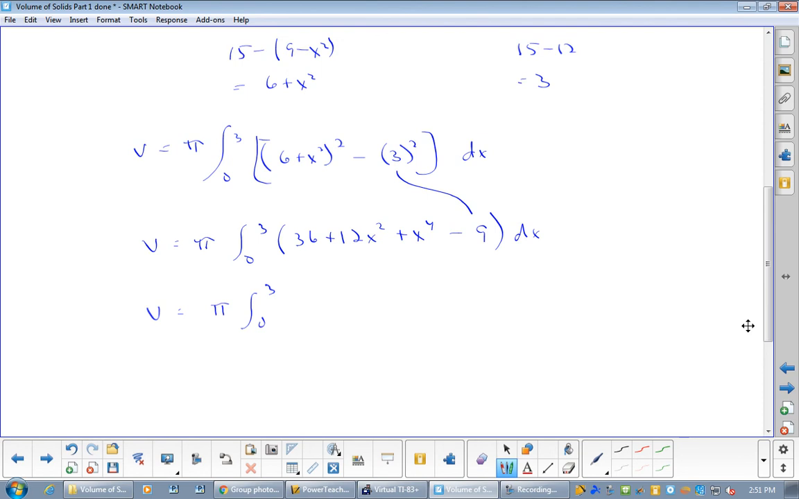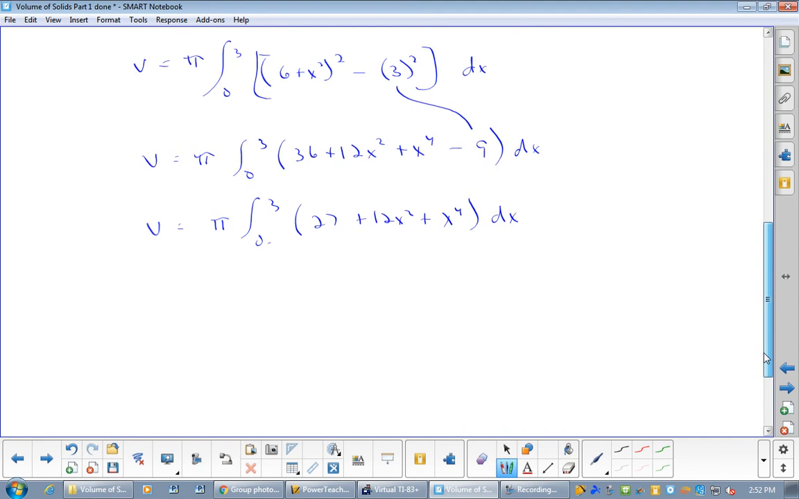Okay, so now I'm going to just take the integral of it now. Oh, no, I didn't get everybody together yet. Sorry, getting ahead of myself. 0 to 3. Okay, because I can get that 36 and negative 9. So it's 27 plus 12x squared plus x to the 4 dx.